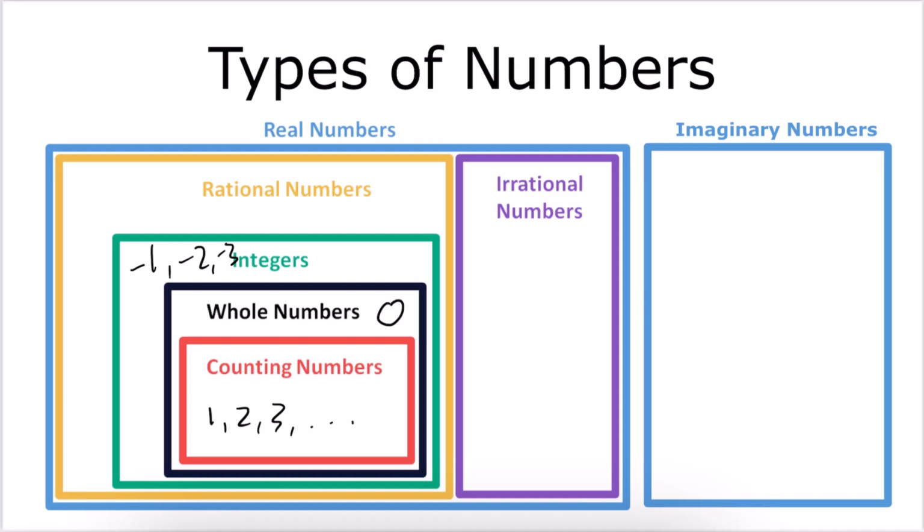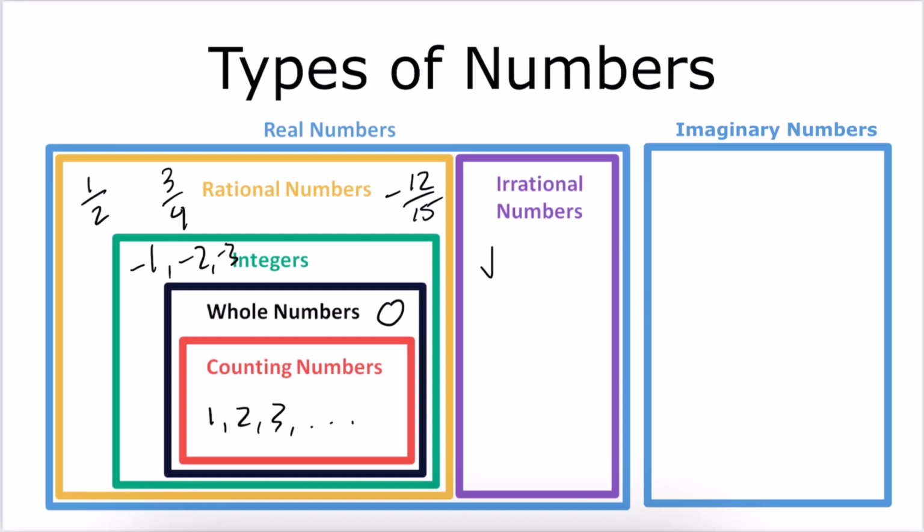So the set of integers includes the whole numbers, which includes the counting numbers. And then the rational numbers also include fractions like 1/2 or 3/4 or -12/15, and so on and so forth. So the rational numbers are any number that can be written as a fraction of whole numbers. And then the irrational numbers are the real numbers that cannot be written as fractions.